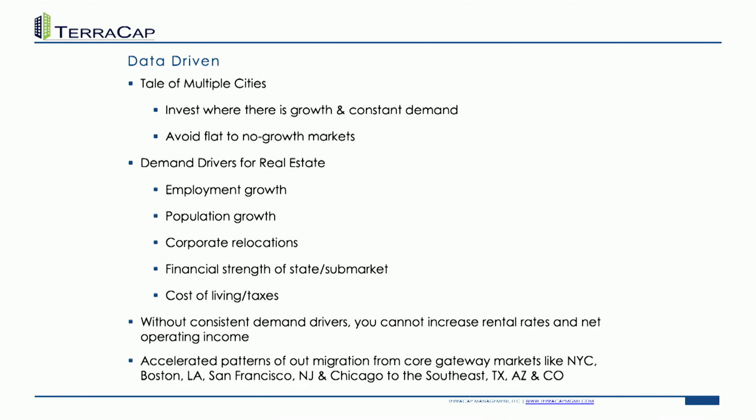So, accelerated patterns of out-migration. You're seeing a lot of folks leave New York City. I'm going to get very specific about that. Boston, Los Angeles, San Francisco, New Jersey, Chicago, all lost a lot of people. Not hundreds of thousands of people, but millions of people in the last 10 years. And we'll talk about that, and we'll talk about where they went. So you'll see predominantly they've been going to the Southeast, the Sun Belt states, Texas, Arizona, and Colorado.